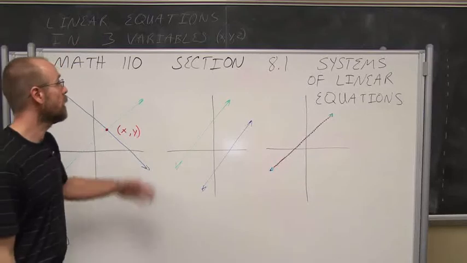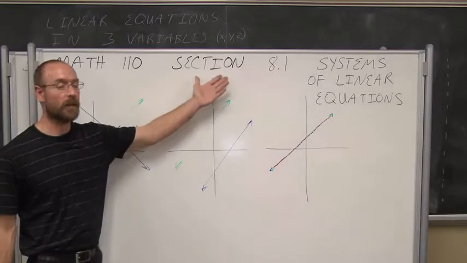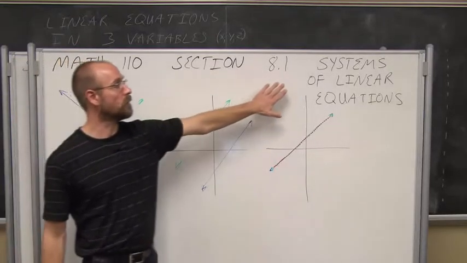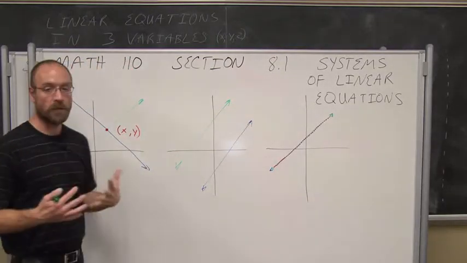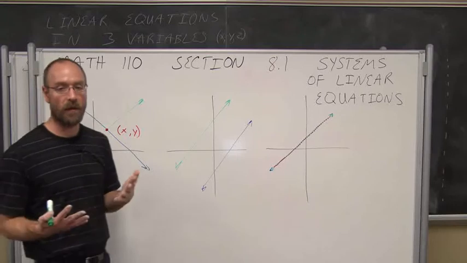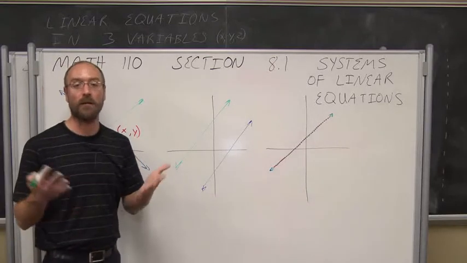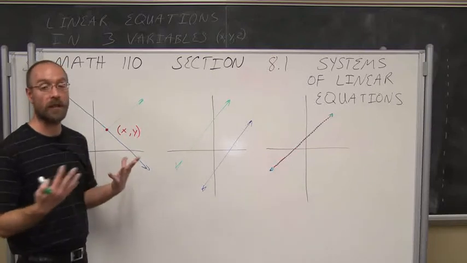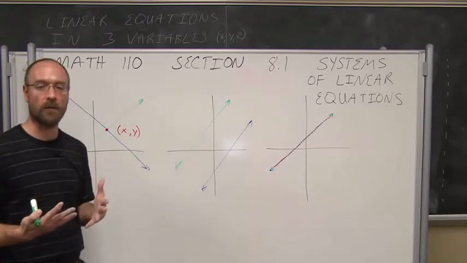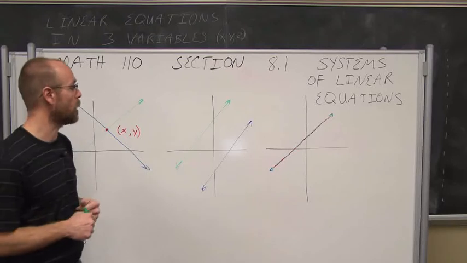I'm Jim Helmer, and in this video we're going to look at section 8.1, which is dealing with systems of linear equations. When it comes to systems of linear equations, if we have two or more equations of lines, we can graph them to see where they intersect, to see where that solution is. Do they have a common point?